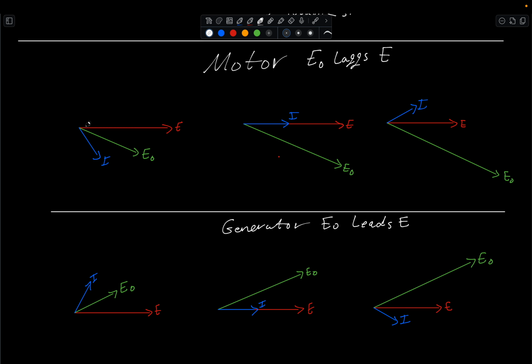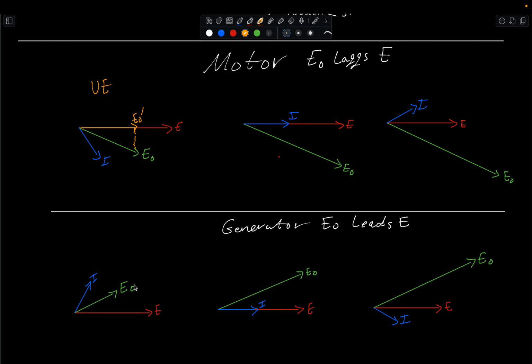The best way to know that is you need to find the real value of your internal voltage. In this case, it would be the horizontal. Let me just go ahead and put it in orange. If you make this like a right triangle, this is your real value for EO. Then you can see here the real value of EO is less than the magnitude of E. That is what makes this underexcited. So I'm just going to put UE.